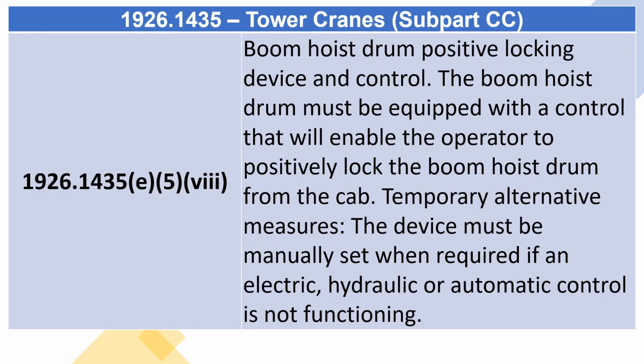1926.1435 E5.8 Boom hoist drum positive locking device and control. The boom hoist drum must be equipped with a control that will enable the operator to positively lock the boom hoist drum from the cab. Temporary alternative measures. The device must be manually set when required if an electric, hydraulic, or automatic control is not functioning.